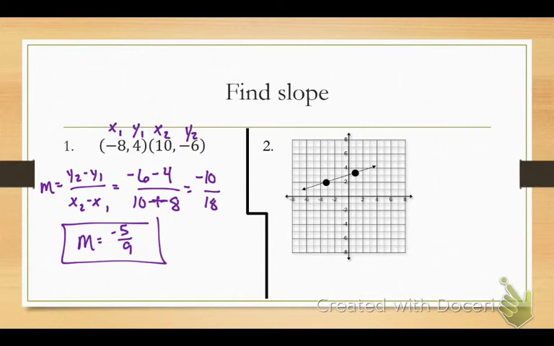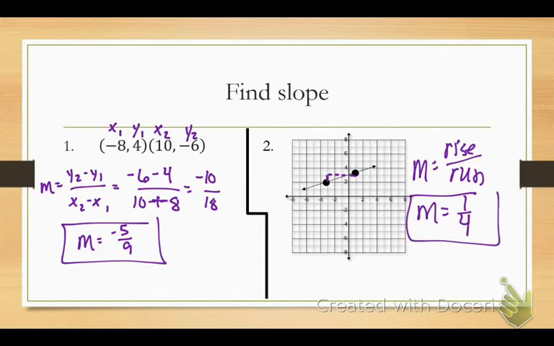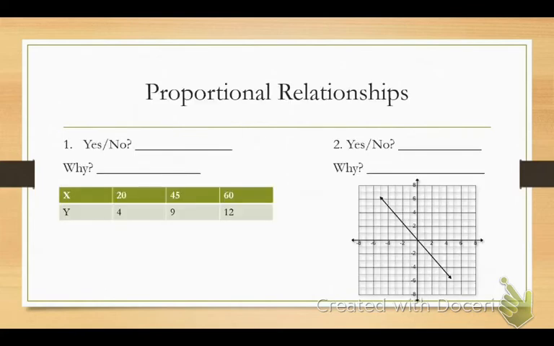Number two, how do I find slope with a graph? M equals rise over run. How many do I rise? Rise 1, run 1, 2, 3, 4. M equals 1/4. That's probably one of the easier ones on your test tomorrow. Or I'm sorry, on your quiz Friday. Now let's talk proportional relationships.